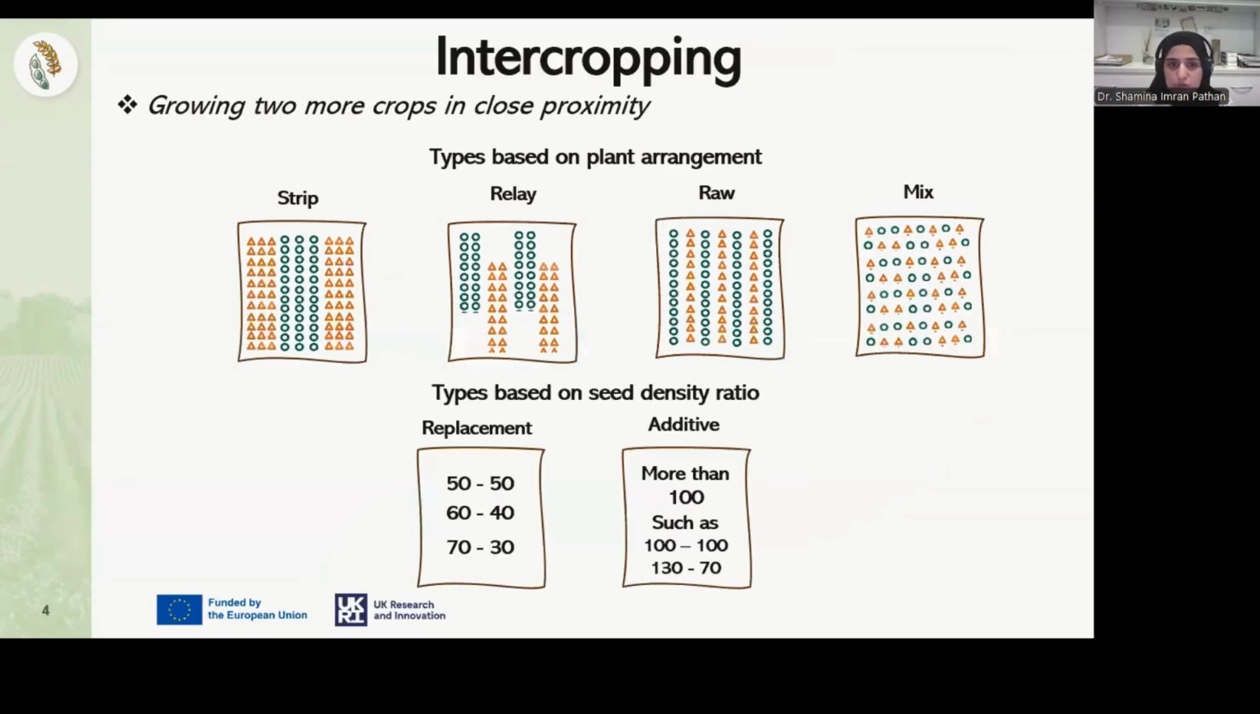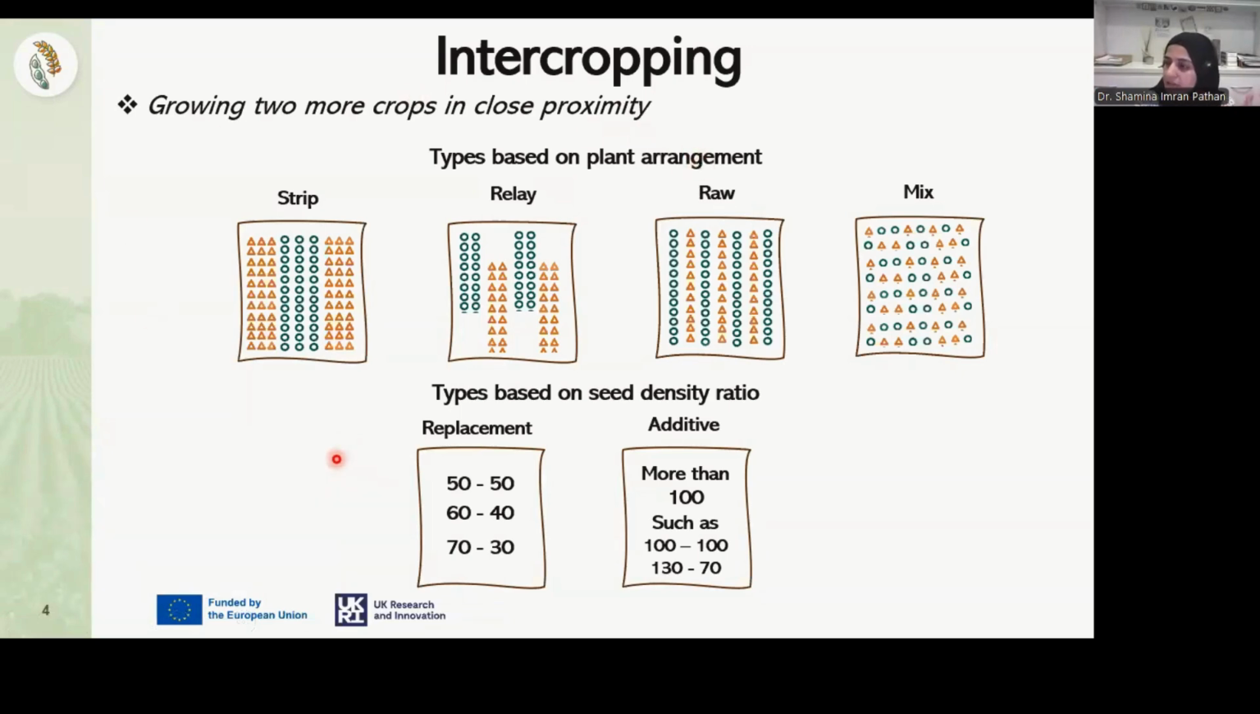I just want to give you a little bit of information about intercropping. I know many people know about intercropping, but intercropping is simply growing two or more crops in close proximity for a certain period of time. It can be the whole cycle of the two plants, or at least some part of their growing cycle, that they are grown together. So based on the plant arrangement, you can see here, if I can use the laser pointer, there are different ways of putting the plants in.